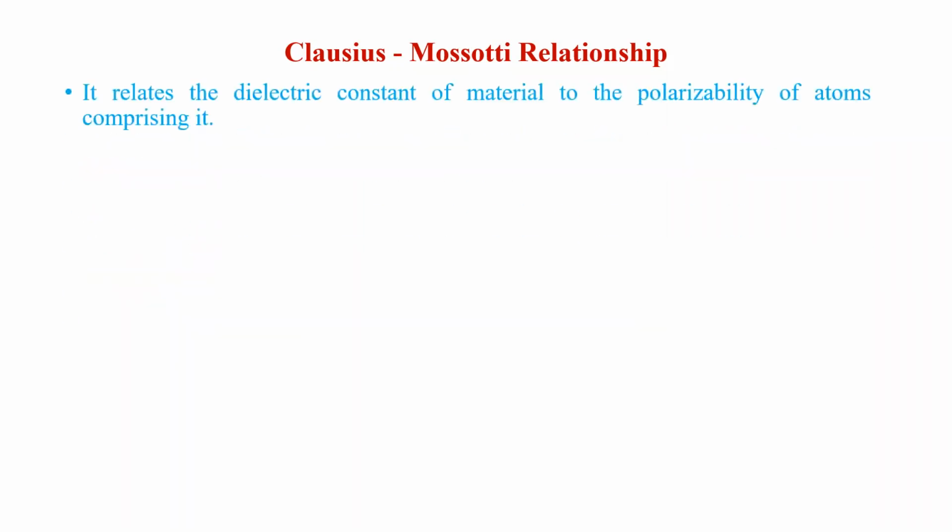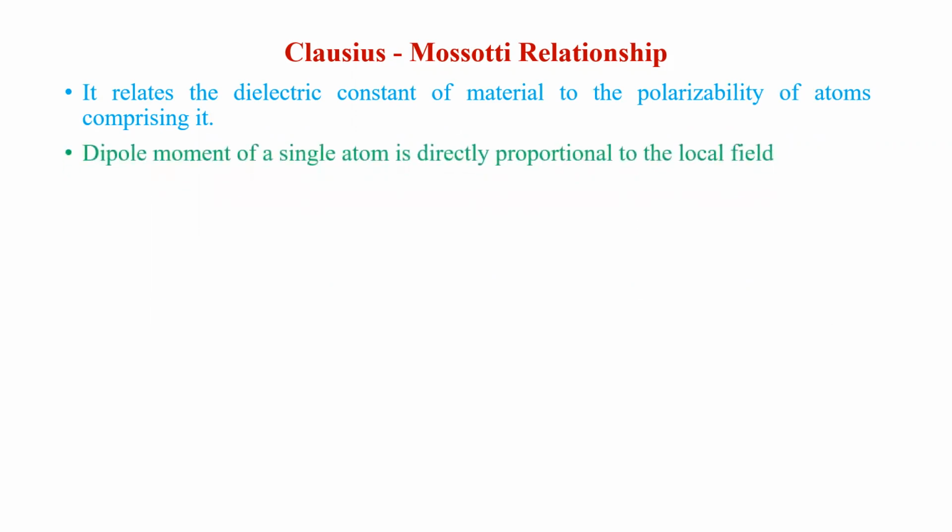So this relationship is about the relation between the dielectric constant of the material and the atoms present, and the polarizability of the atoms present in the material. So the dipole moment of a single atom is directly proportional to the local field.